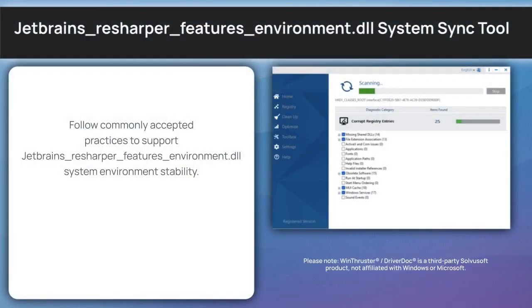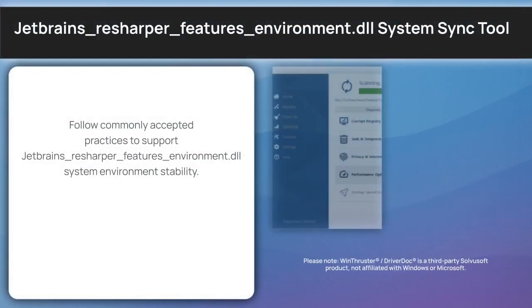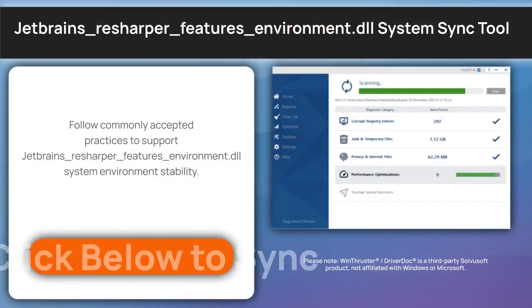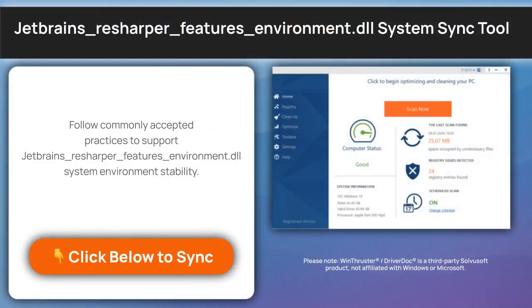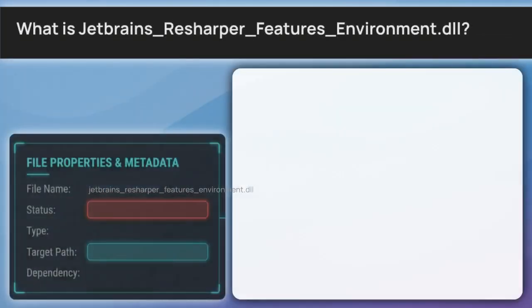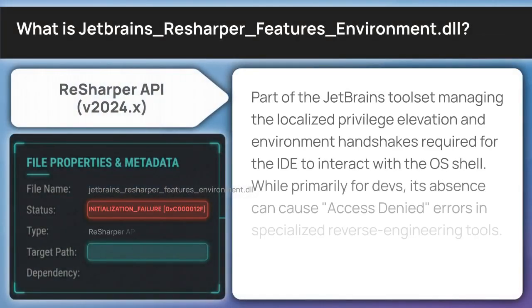As we get into the manual process for Jetbrains ReSharper Features environment, you can find a professional maintenance utility for environment stability. This is the Jetbrains ReSharper Features environment, part of the Jetbrains toolset managing the localized privilege elevation and environment handshakes required for the IDE to interact with the OS shell. While primarily for devs, its absence can cause access-denied errors in specialized reverse engineering tools.